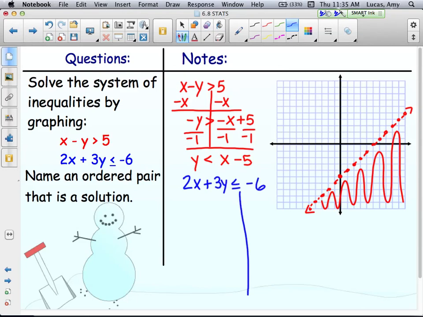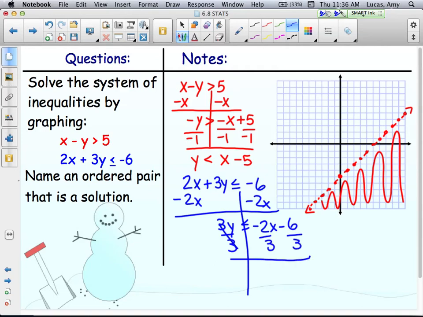again, is in standard form, so I will subtract 2x on both sides and keep it in slope-intercept order. Divide everything by 3, and y is less than or equal to -2/3 x minus 2. So my y-intercept is -2, and my slope is -2/3, so down 2 over 3 to the right.